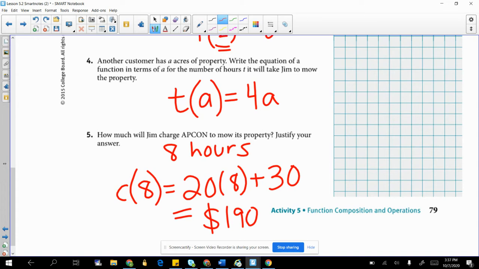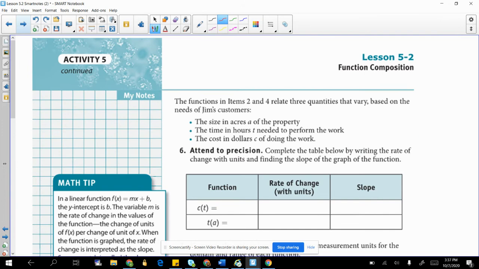Okay. All right. So let's keep moving here. And it says here, the functions in items 2 and 4 relate 3 quantities that vary based on the needs of Jim's customers. So the 3 quantities are 1, the size in acres of the property, 2, the time in hours needed to perform the work, and 3, the cost in dollars of doing the work. Okay, so basically the way we just did that, we kind of took 2 separate functions and put them together, but it basically took us like 3 steps. So the point of a composition is to compose those 2 functions so that it only takes 1 step.